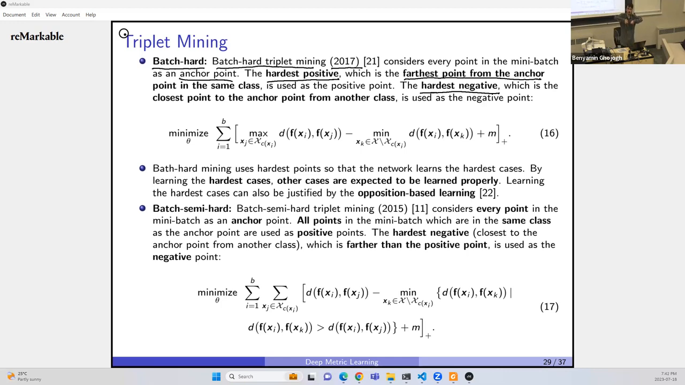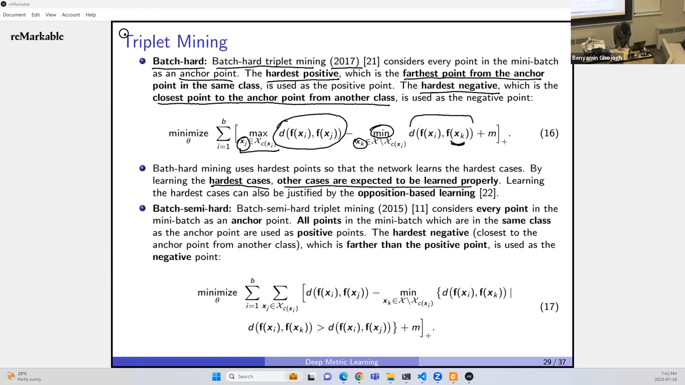The closest point to the anchor from the other class, right? So closest point to the anchor point from another class. So it takes the hardest positive and hardest negative and uses them in the triplet loss, for example. Here I'm saying that for this distance, choose the xj which has the maximum distance. For the negative xk, choose the xk which minimizes this distance, which is the closest to the anchor, right? Okay, batch hard takes the hardest cases and other cases are expected to be learned properly.